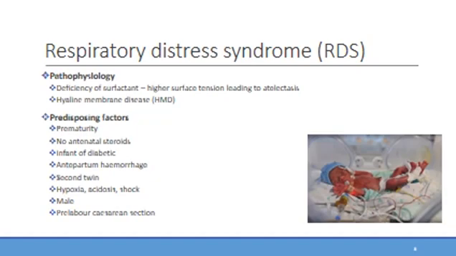And then, very importantly, anything that stops the production of surfactant, which is a continuous process in the lungs, such as hypoxia, acidosis, or a baby in shock, can worsen or then elicit RDS. It is commonly known that male premature babies have higher morbidity and mortality rates, and one of these reasons is that they are more likely to have RDS because of the presence of testosterone that also inhibits the maturity of the lung. Pre-labor cesarean section can also contribute to this condition.